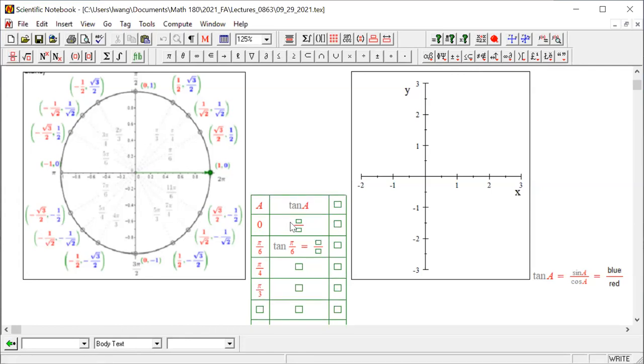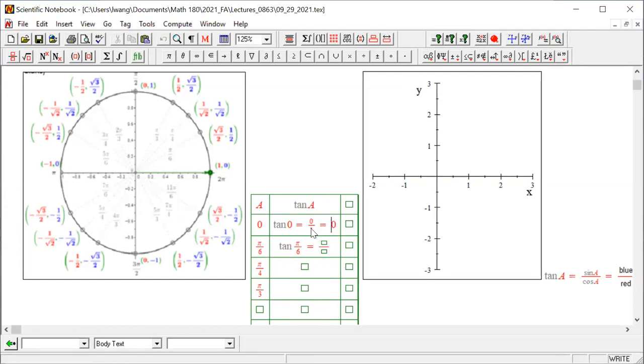And tangent 0. For tangent 0, the terminal side starts from the standard position, starts from here and ends here. So that's going to be the blue 0 divided by the red 1. So that's going to be what? 0 over 1. 0 over 1 is 0, right? Yes? The next one takes a little calculation.